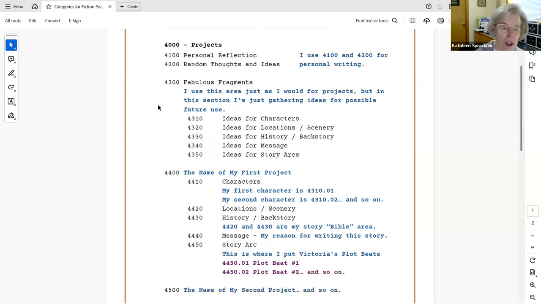I began my fiction writing in the 4300s, and my 4300 area is all just bits and pieces: scenes, scenery, ideas for characters, ideas for stories, ideas for reasons why I might want to write a story. They just populate this 4300 area. This whole area is like a little dump box. I can just drop ideas in those sections. I have dividers for them, and I can just plunk ideas in when they occur to me.